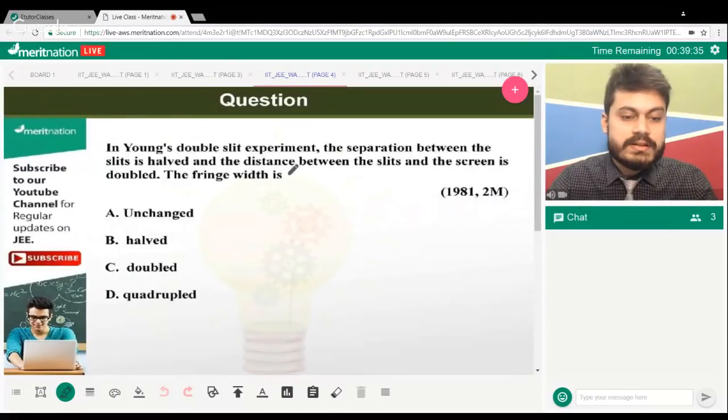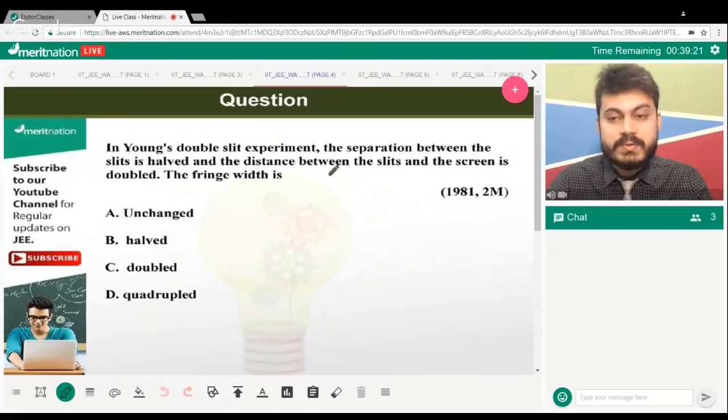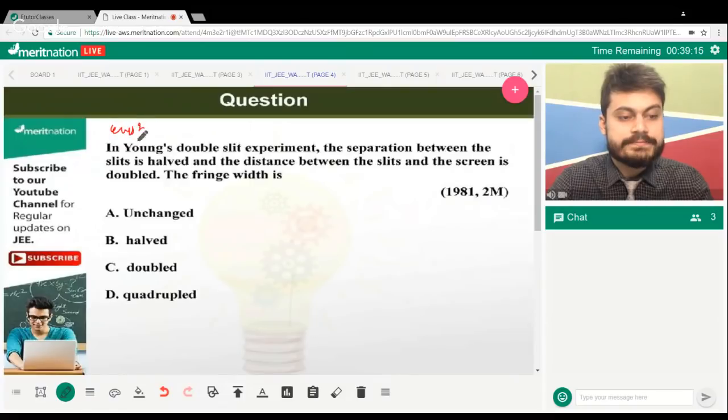So in double slit experiment, this is a bit simple question, but still it came in 1981, 2 marks. So in Young's double slit experiment, the separation between the slits is halved and distance between the slits and the screen is doubled, the fringe width. So this is directly a formula-based question. Let's see how many of you can do this one. This is question number 2 for the day. Go ahead.